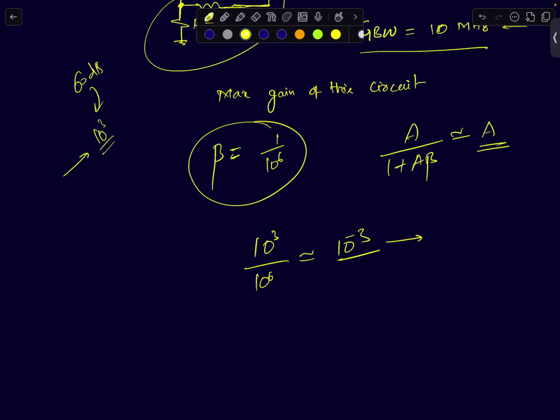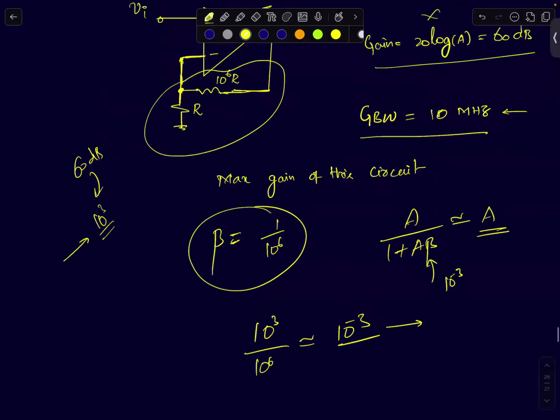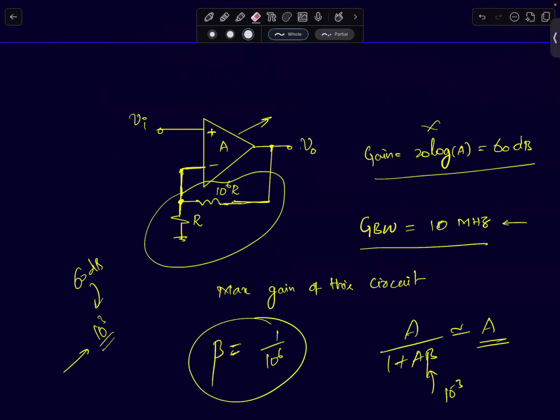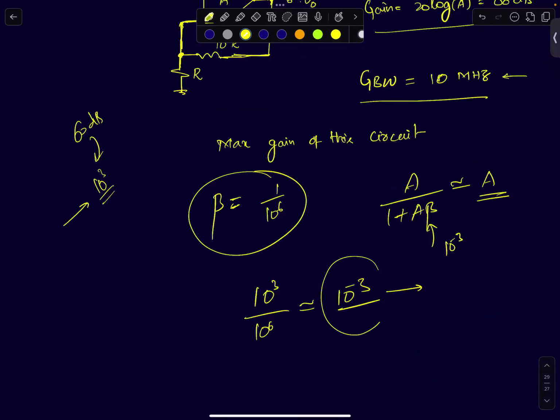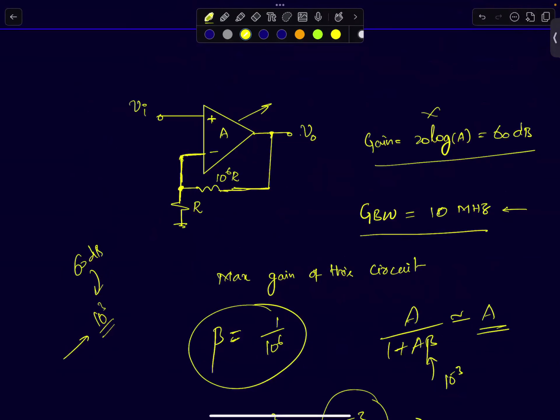A by 1 plus A beta. And A beta happens to be very small, close to 10 power minus 3. So what is happening here is that in this circuit you wanted negative feedback behavior, but because the feedback factor and the loop gain are so low, there is no real negative feedback action in the circuit. Even if there is negative feedback, it is really small. The feedback quantity is so small that you can treat this circuit like an open loop, almost like 0.